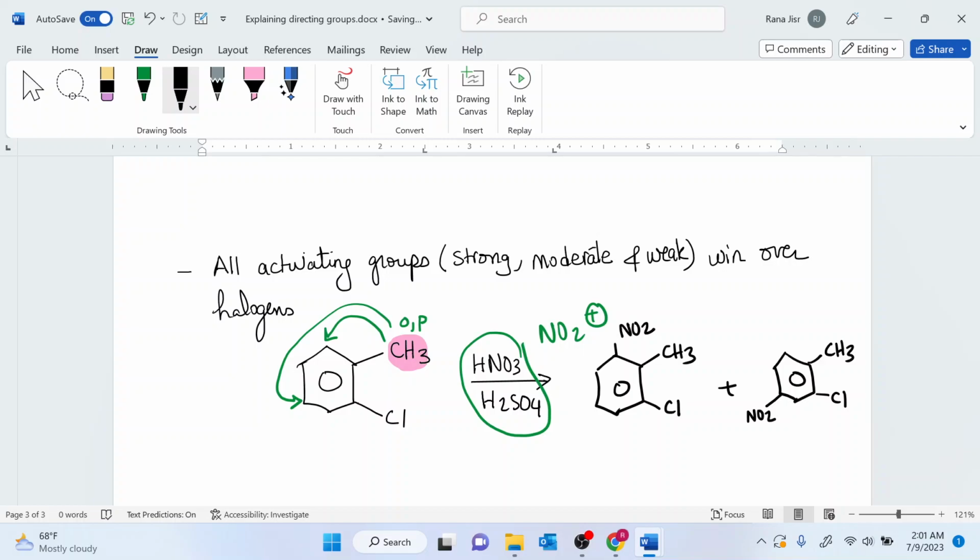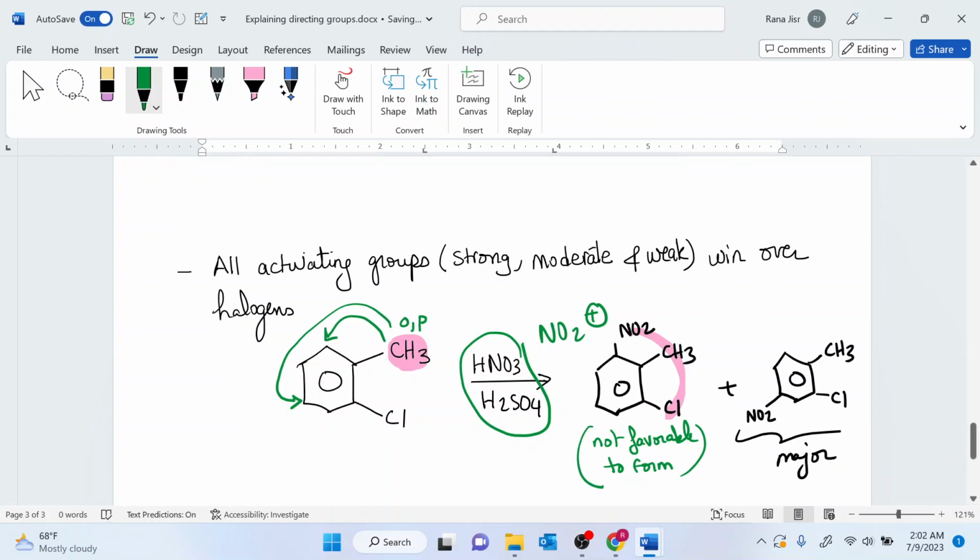So you have your nitro group. In this case, this is going to be the major product. And this one over here is because of the steric hindrance. This one is going to be not favorable to form. So if it is not favorable to form, just don't show it. You don't have to show this one. Just show the major product.